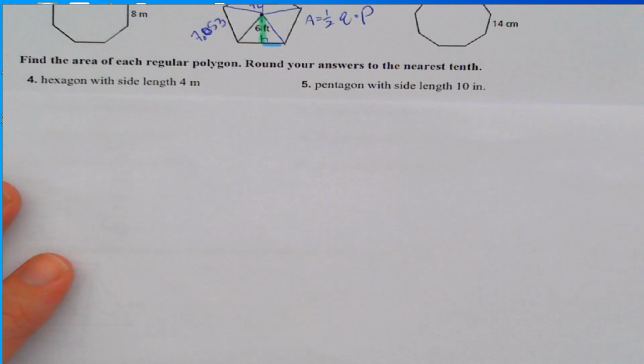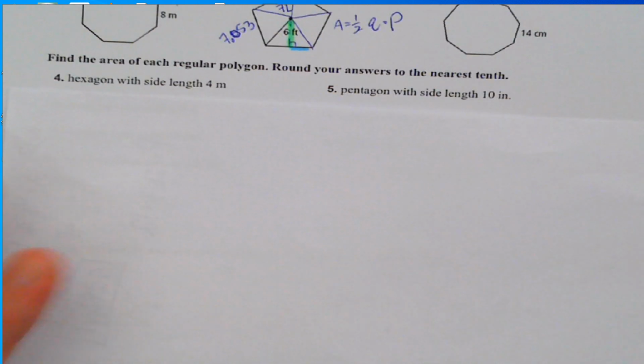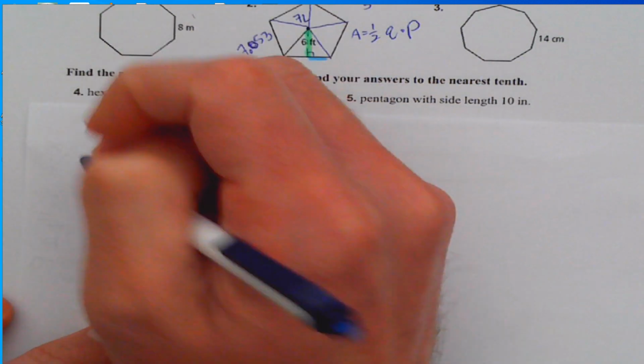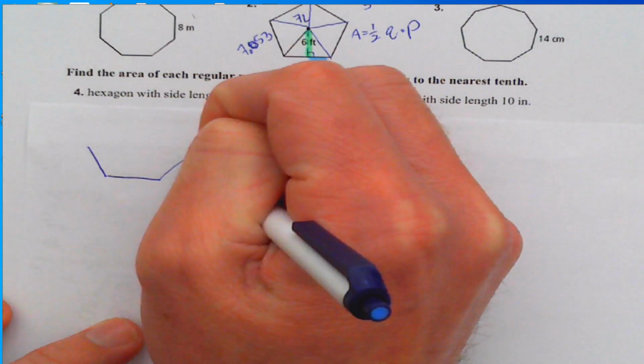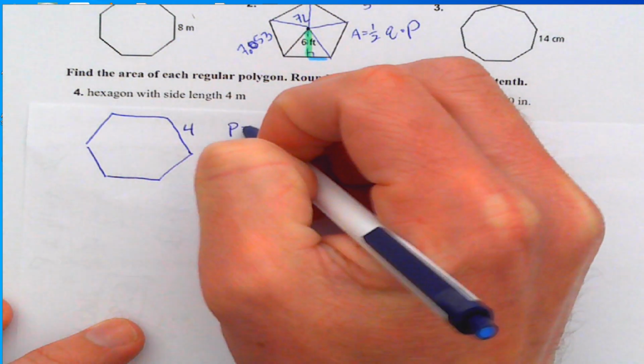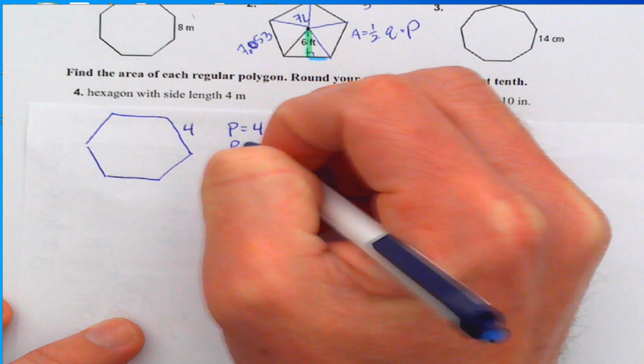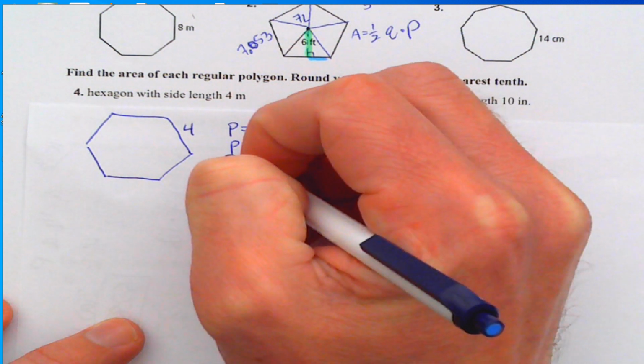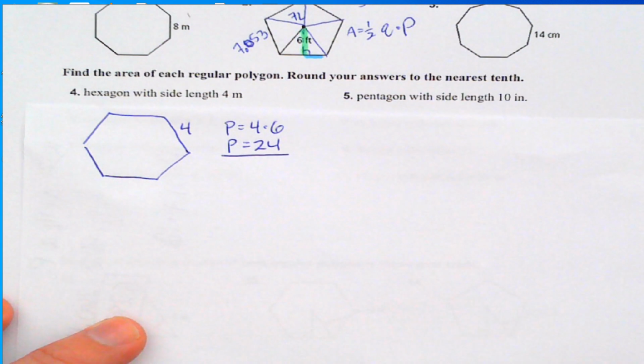Okay, so hexagons are a little bit easier for us because we can use special right triangles, which is convenient. So let's just draw out the shape. We have side length 4. That means perimeter is going to be 4 times 6, so the perimeter is 24. So that's very quick to find.